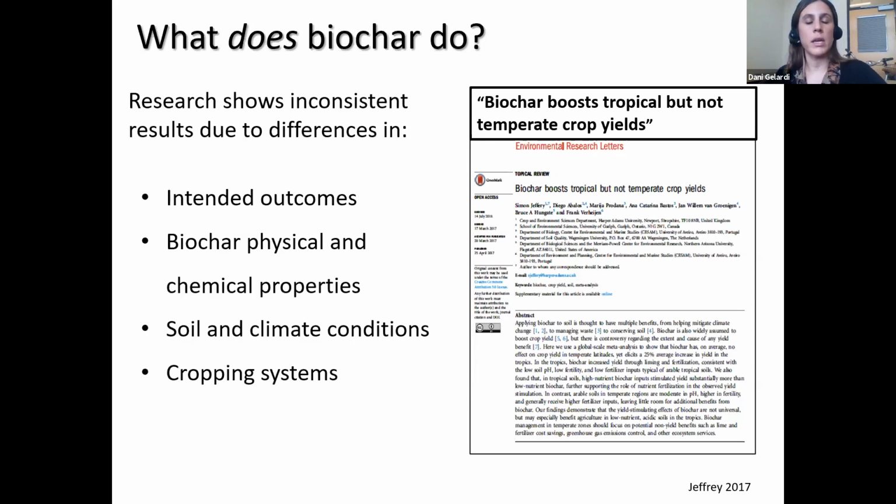So sometimes when you're being promised these dramatic results, it's important to see whether or not they're relevant for where we are growing. Research largely shows very inconsistent results due to different biochar properties, different soil and climate cropping properties, and also based on your intended outcome. Are you interested in biochar for soil remediation? Maybe you have some contaminant issues. Are you interested in it for deficit irrigation systems? There's a lot of variables and a lot of intended outcomes that biochar can be used for.